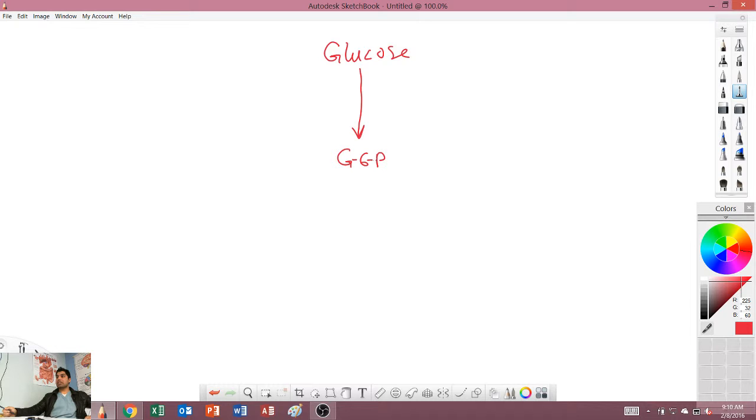After you digest and absorb monosaccharides, the first thing you have to do is what? Phosphorylate them, trap them. Same thing will happen with fructose. Fructose will become fructose 6-phosphate and galactose 6-phosphate. So the same thing will be used for all three of them. The first step.